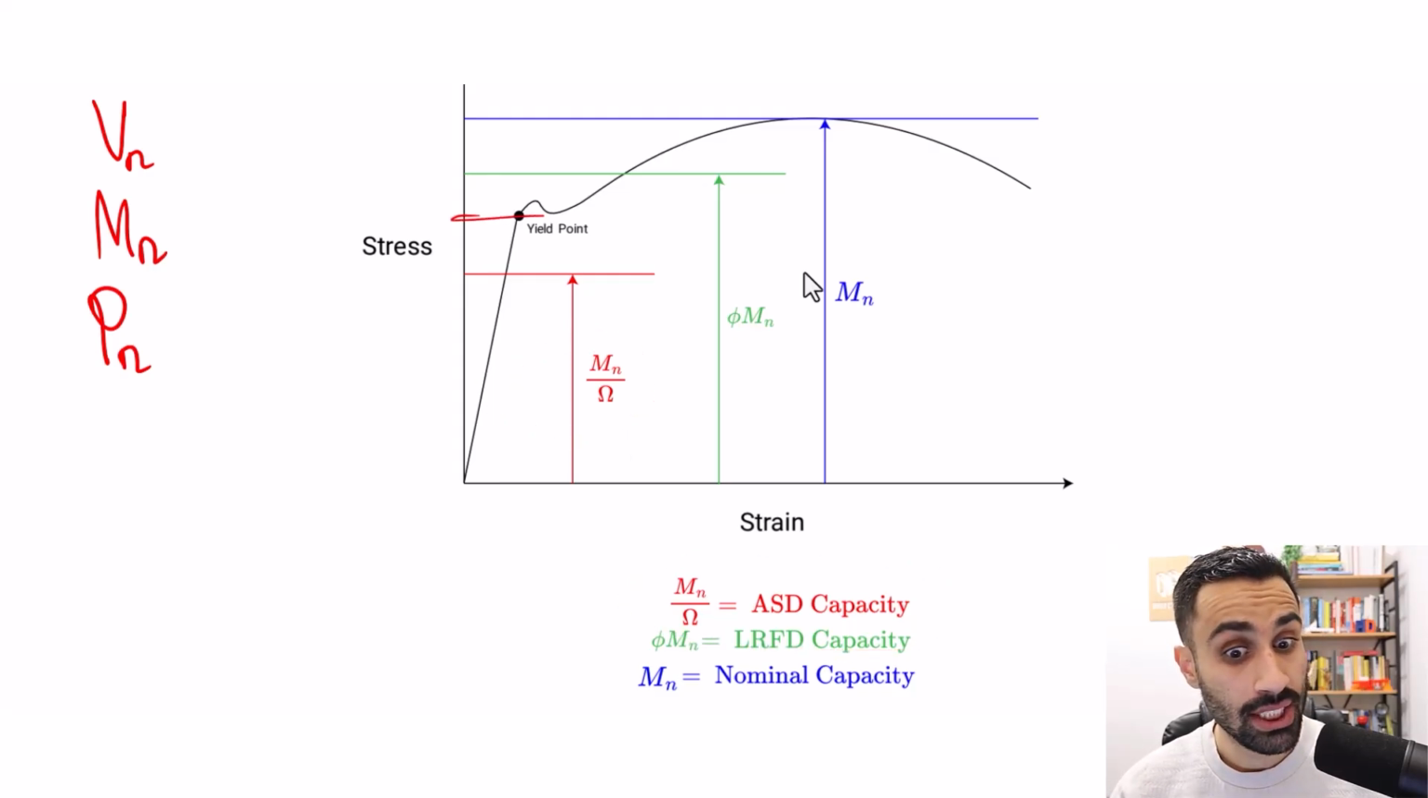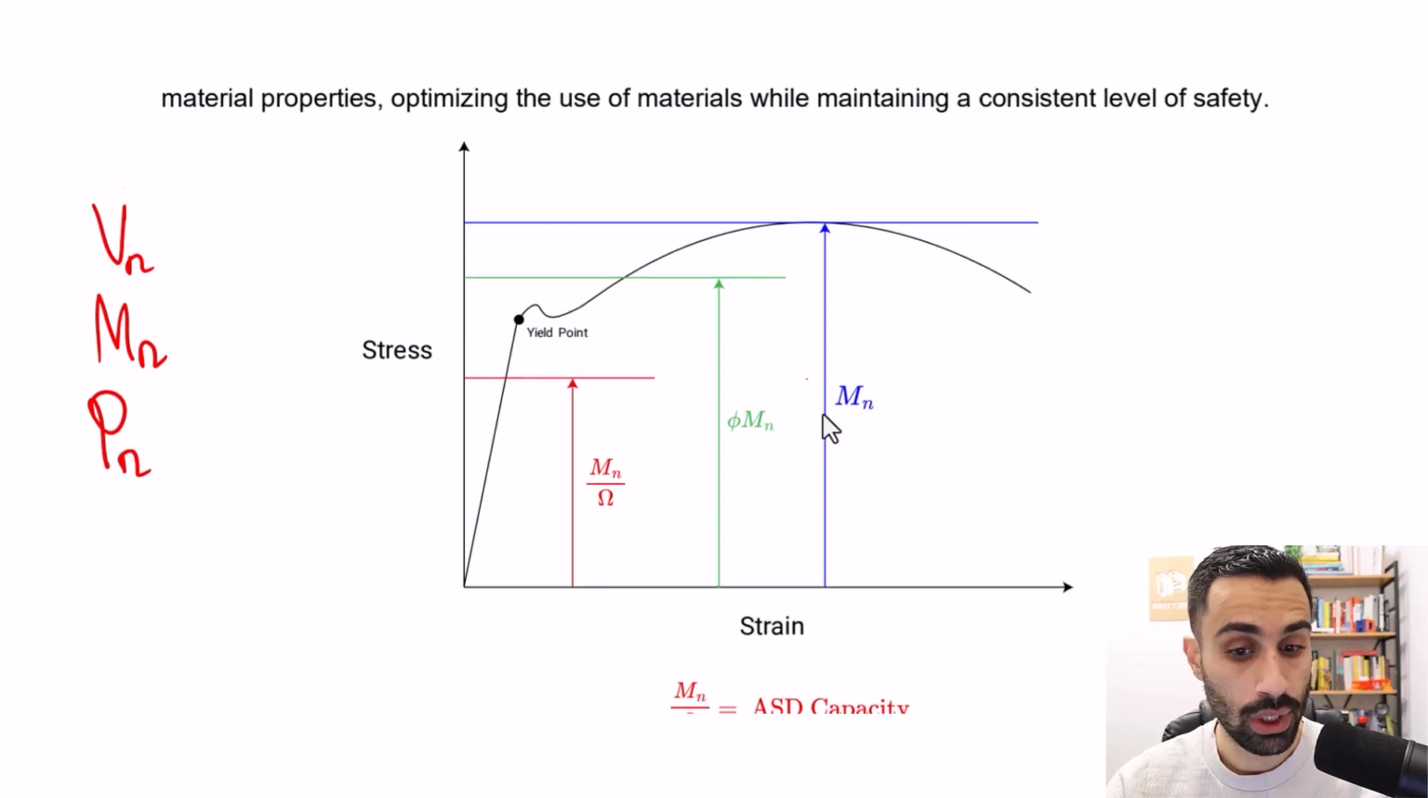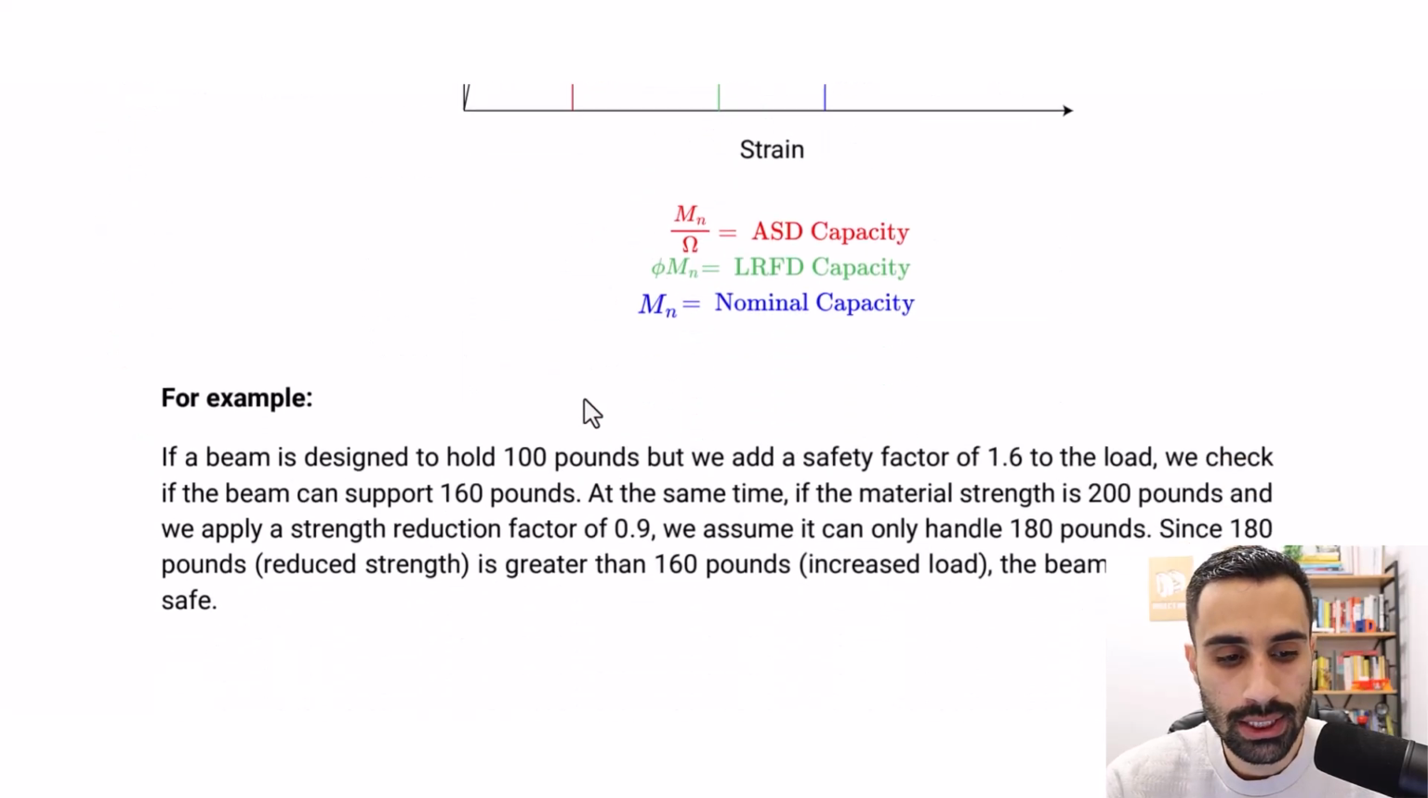But now notice the yield strength is here. We're in the elastic region for ASD. So ASD is always going to be below that yield point in the elastic region. It assumes elastic behavior. That's the big difference here when we look at these. So this is for LRFD, this is for ASD. This is good to visualize, and we'll see that under the ASD section.